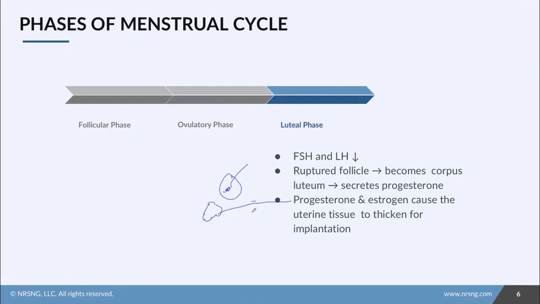If implantation occurs, it means we have a pregnancy. Without implantation, without fertilization happening, then there's no pregnancy. So all the hormones are going to decrease, and that's our FSH, LH, estrogen, and progesterone. So they all decrease if there's no pregnancy, and that means we have menses. So the uterus is going to shed that lining.